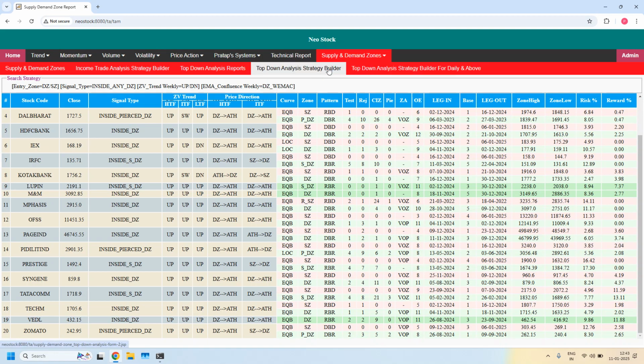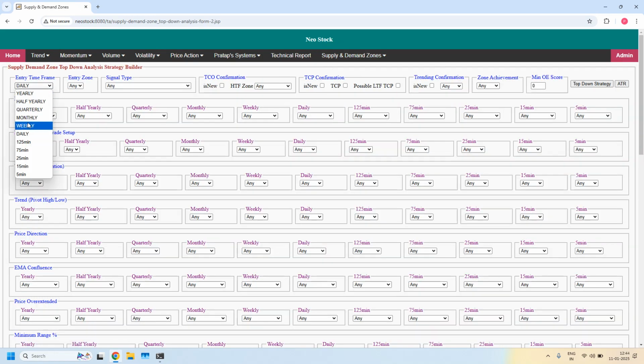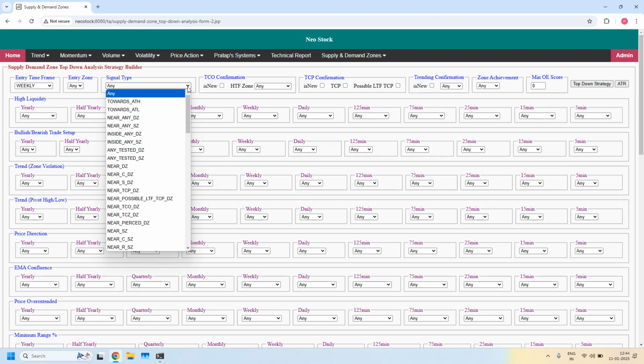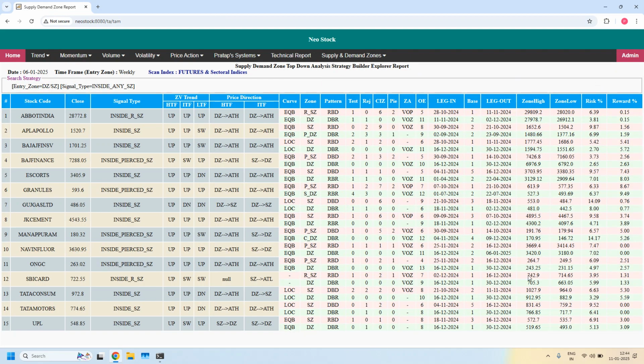Next, weekly time frame. Price closed inside the weekly supply zone. 15 stocks are filtered.